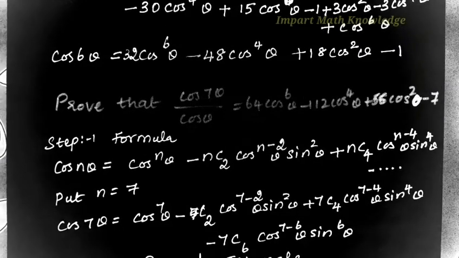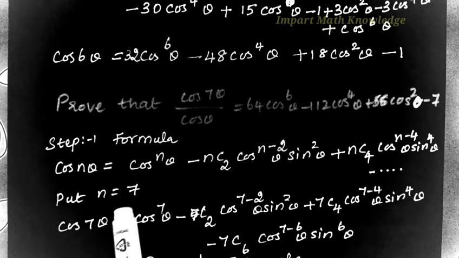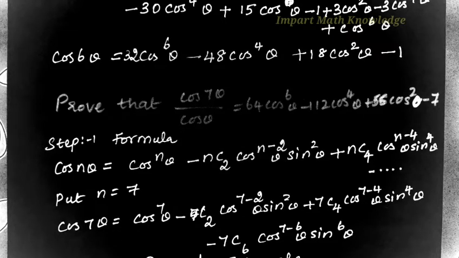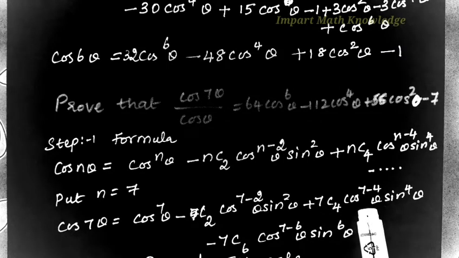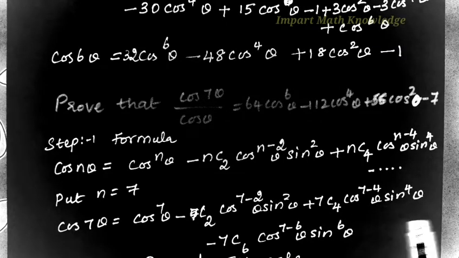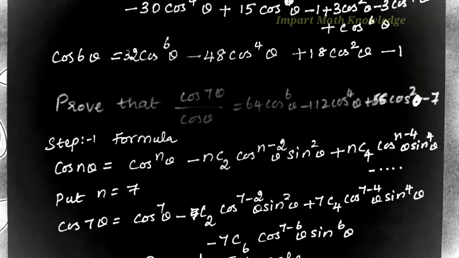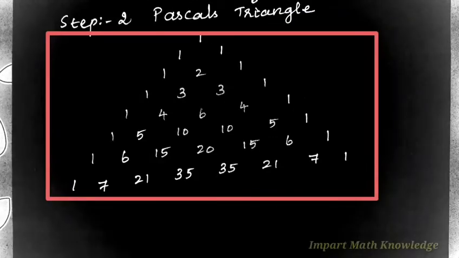Here we want to find cos 7 theta. So put n is equal to 7 in the place of n. That is cos 7 theta is equal to cos power 7 theta minus 7c2 cos power 7 minus 2 theta sin square theta plus 7c4 cos power 7 minus 4 theta sin power 4 theta minus 7c6 cos power 7 minus 6 theta sin power 6 theta. 7c2, 7c4 and 7c6 are taken from Pascal's triangle. So here n value is 7.